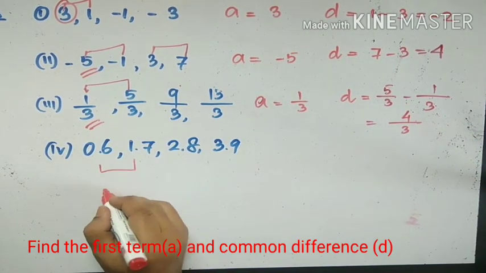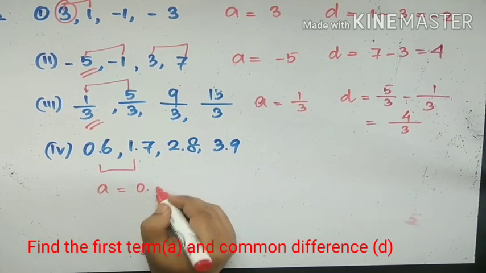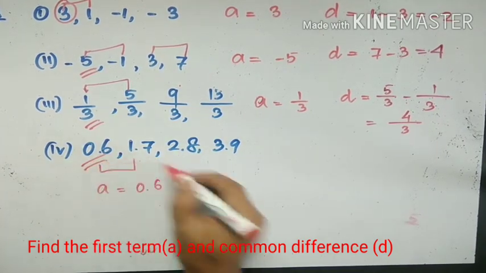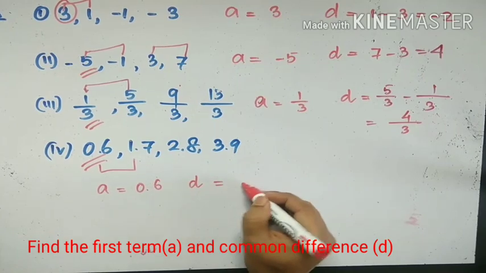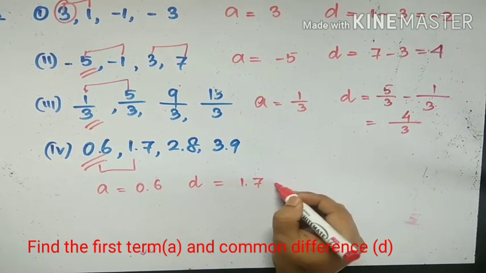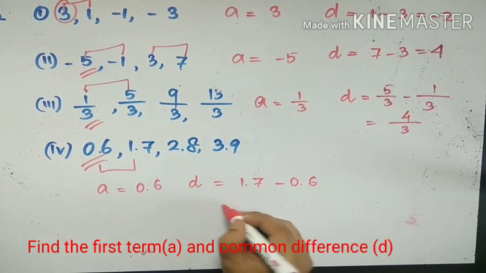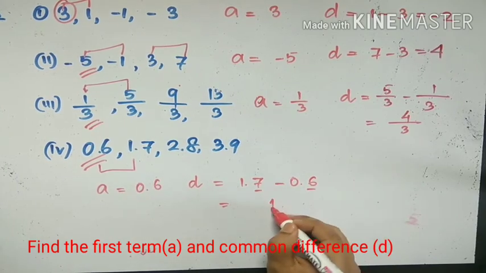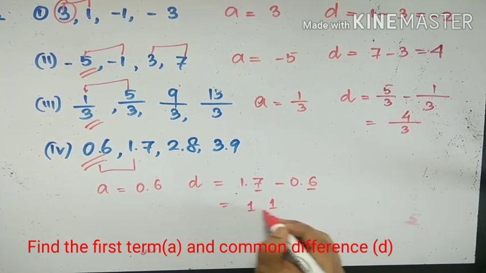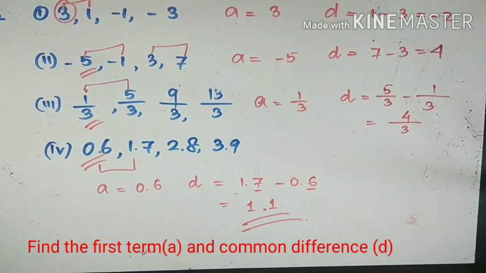Now take this example. Here A, this is the first term, and the common difference D will be 1.7 minus 0.6. So 7 minus 6, that is 1. 1 minus 0, that is 1. So 1.1 is the answer.